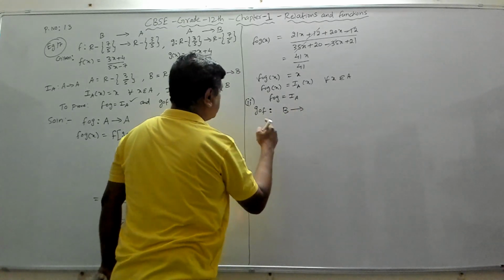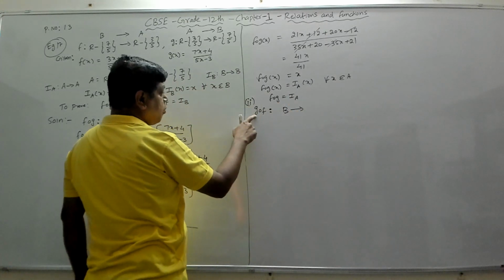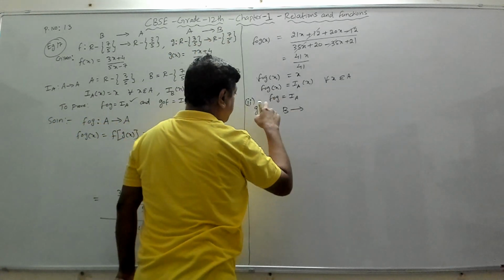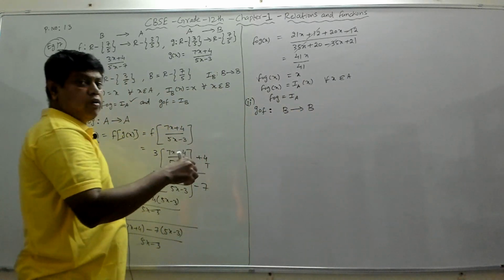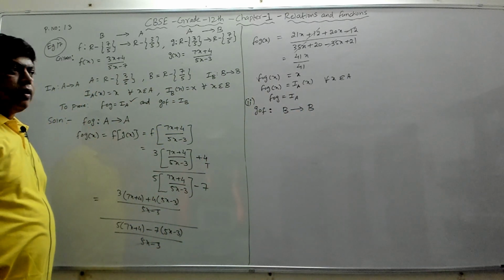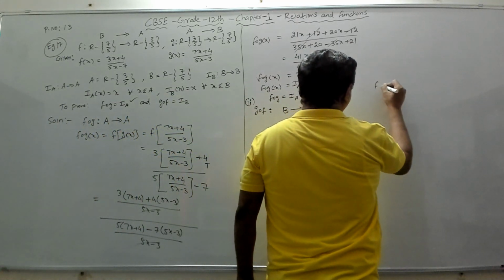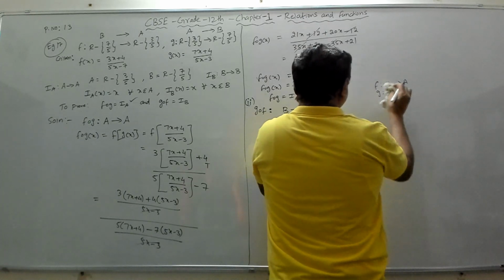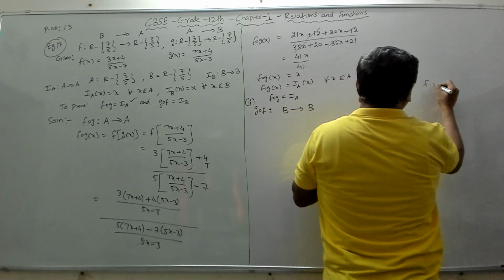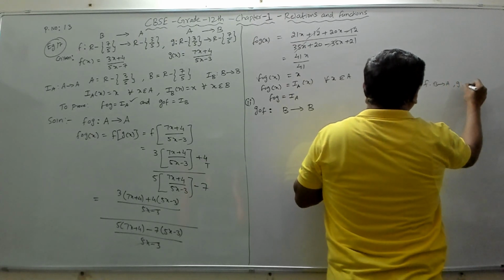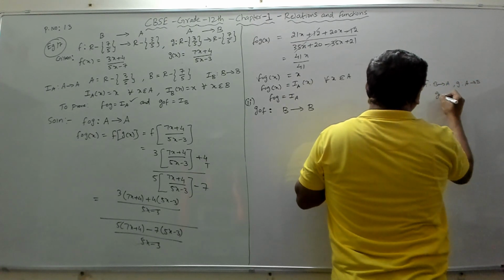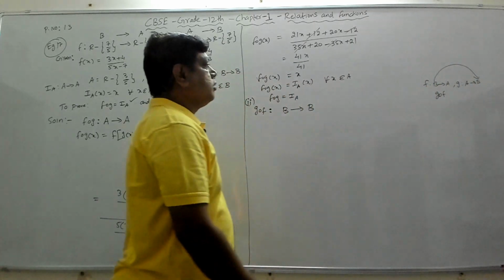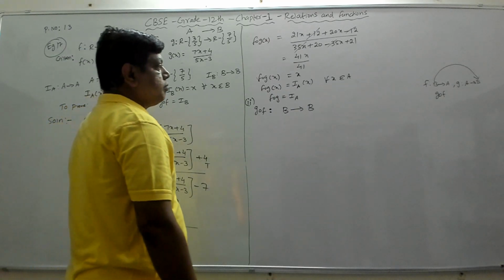The codomain will be where? What is the codomain of G? G's codomain is this set, which is B. So the codomain of G of F also will be B. So your G of F is a function from B to B, right? Because your F is from B to A and your G is from A to B, which means your G of F will be from B to B, right?